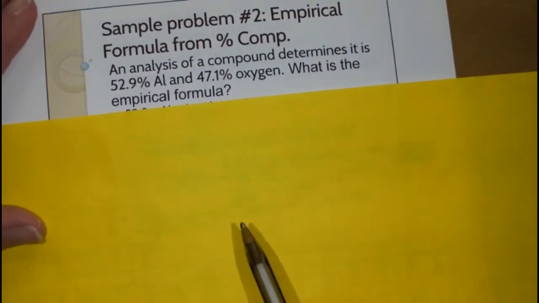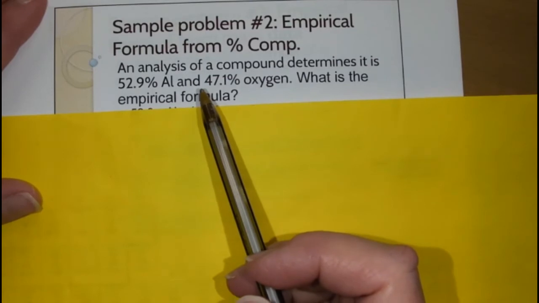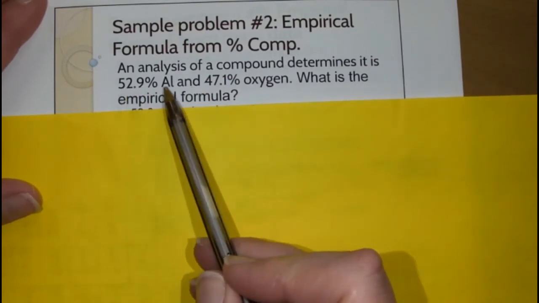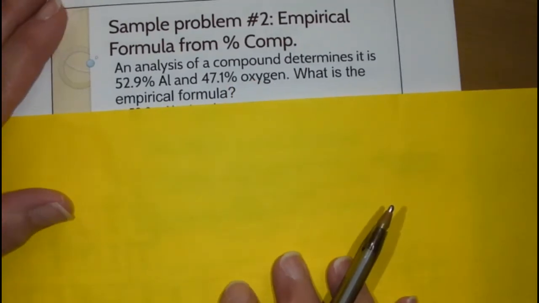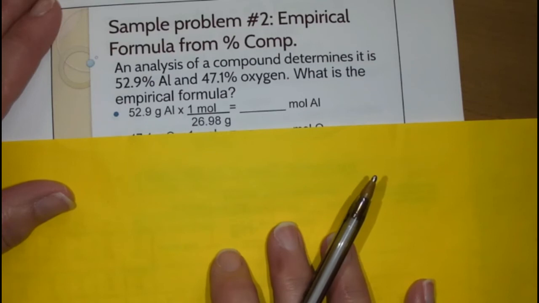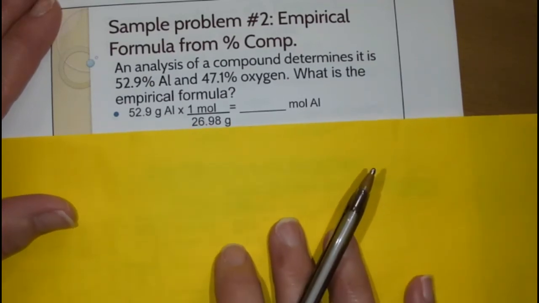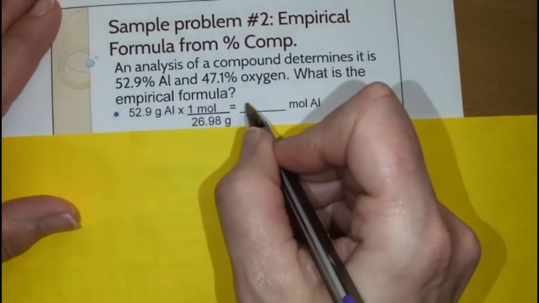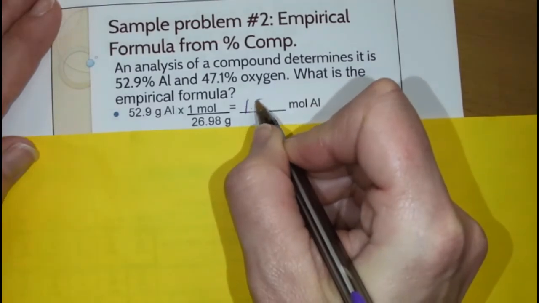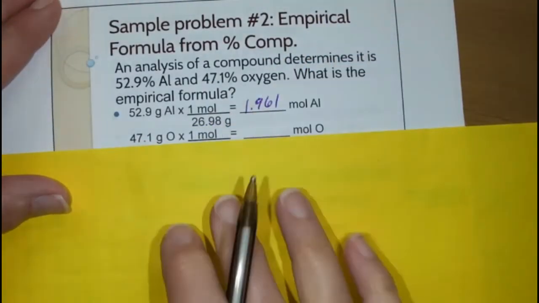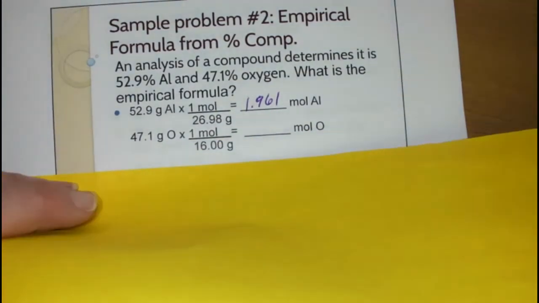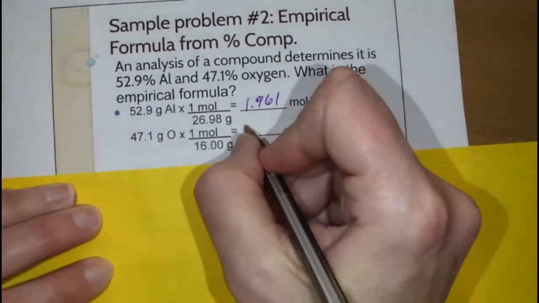Okay, let's do our next example. Someone analyzes an unknown. They find it's 52.9% aluminum and 47.1% oxygen. So what's going to be our empirical formula? We're going to identify what this unknown is. So we're going to change aluminum to moles, and we get 1.961. And this is just using the molar mass off the periodic table. And for the oxygen, we get 2.944.